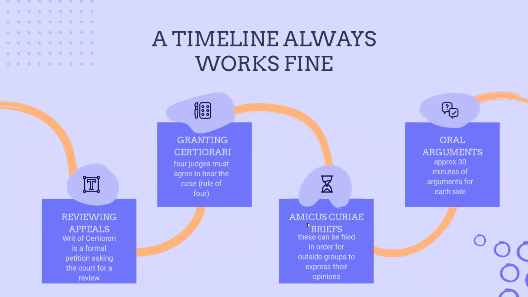Next, other people can file amicus curiae briefs, which help other people express their opinions on cases. So if you want to do a little research, you can probably search up any case and amicus curiae. There are a lot of big groups and organizations that express whose side they're on and their opinions on the case, which might influence a judge's opinion.